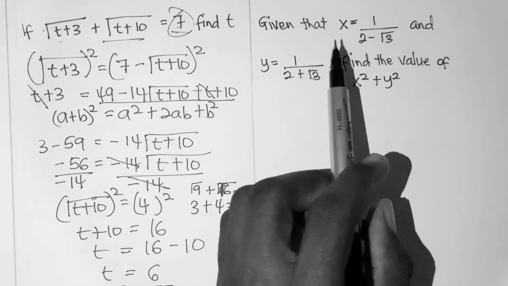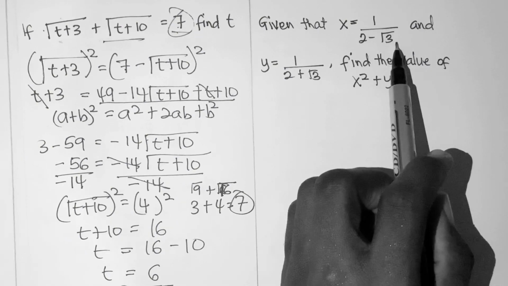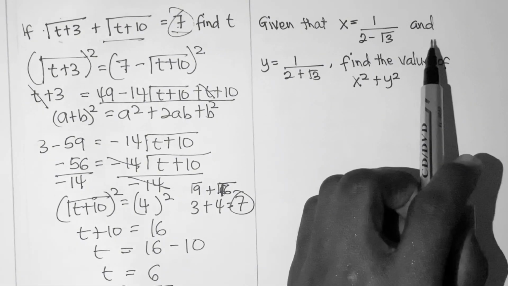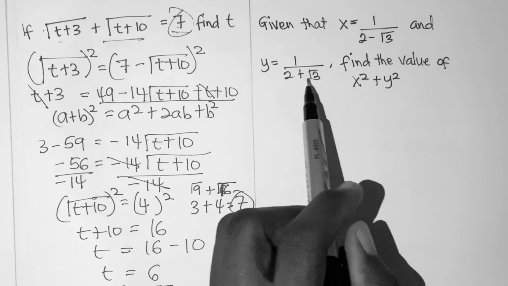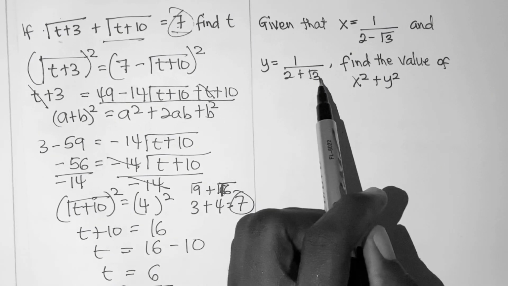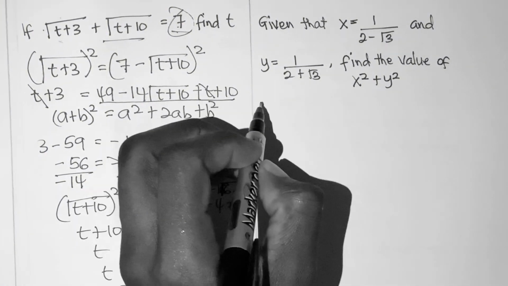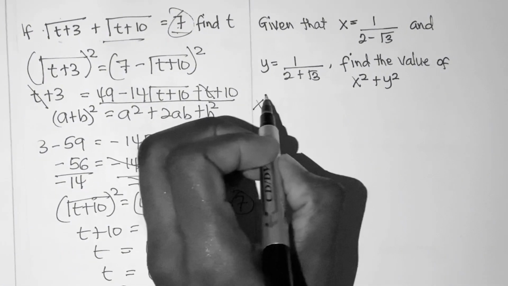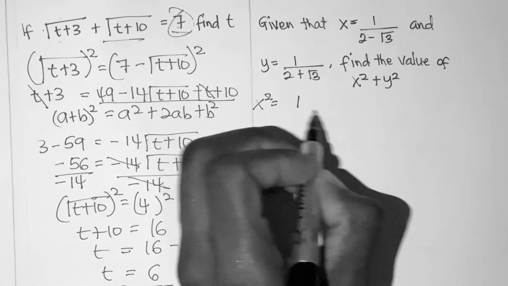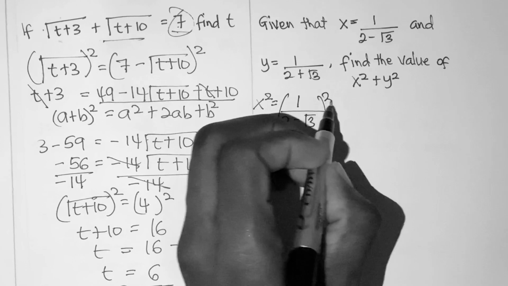So given that x is equal to 1 over 2 minus root 3 and y is equal to 1 over 2 plus root 3, find the value of x squared plus y squared. So let's first start with x squared. So x squared is equal to 1 over 2 minus root 3, all squared.